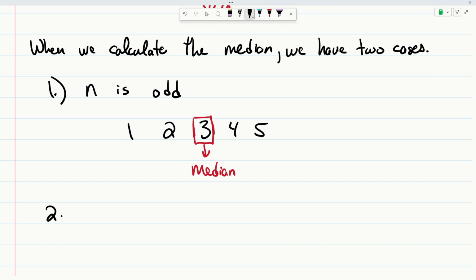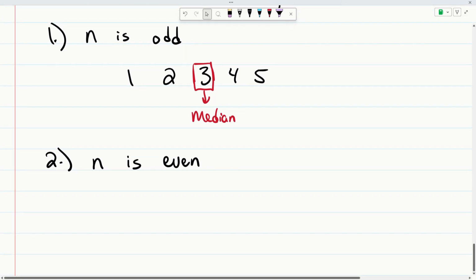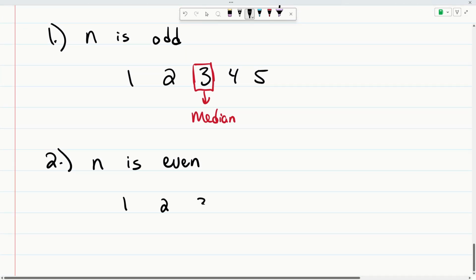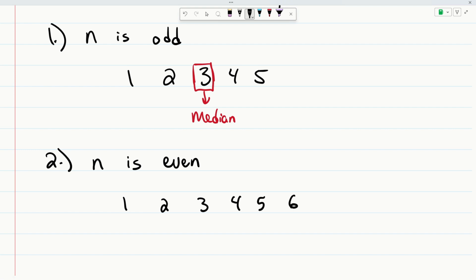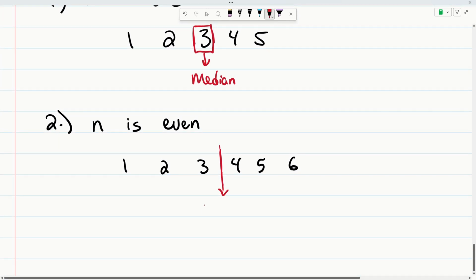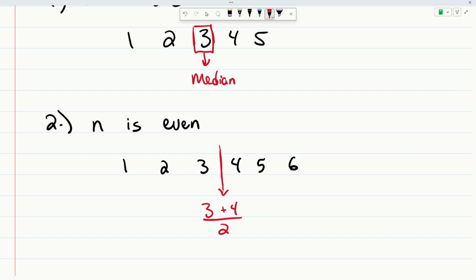The second case is when n is even. In this scenario, if I use basically the same data values, except I add one more so it's even, the physical middle location is right here. But as you can see, there's no number there. So what we do is we take those middle two numbers and we find the average of them. So 3 plus 4 would be 7, divided by 2, or 3.5.